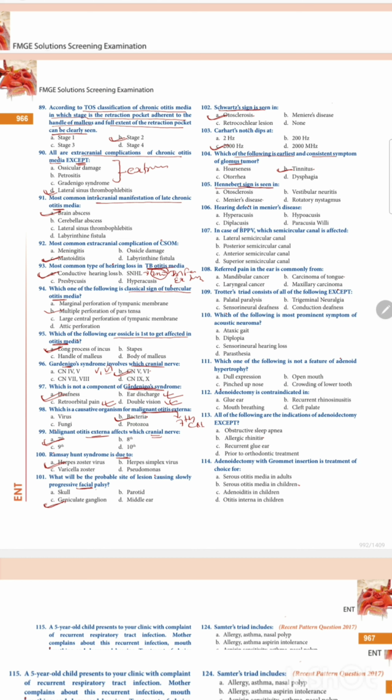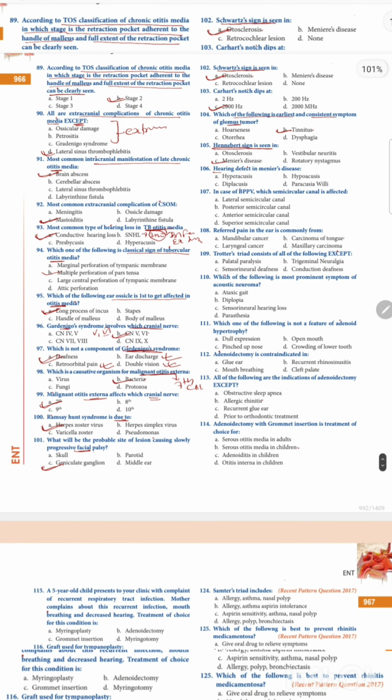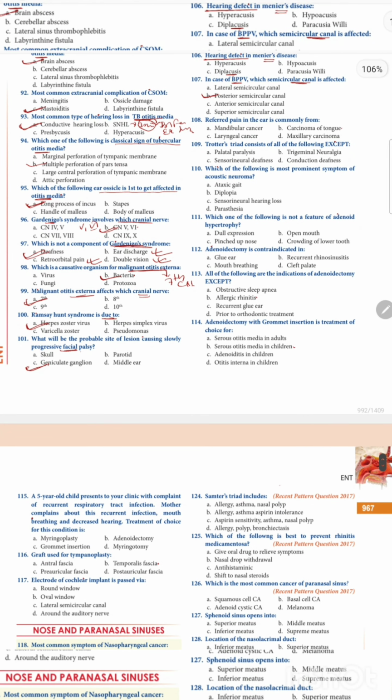Hennebert sign is seen in Meniere's disease. The hearing defect in Meniere's disease is diplacusis. In case of BPPV, which semicircular canal is affected? The posterior semicircular canal. Referred pain to the ear is commonly from carcinoma of tongue.